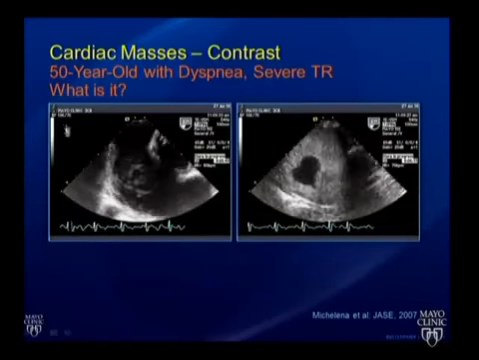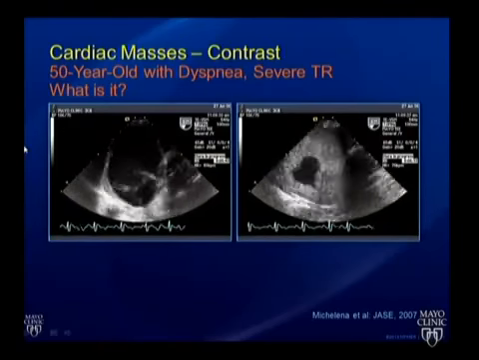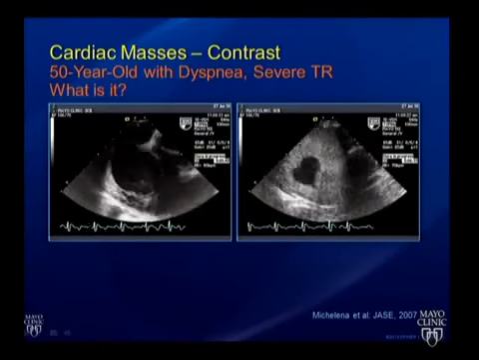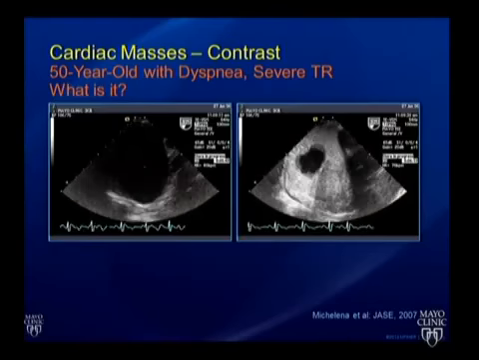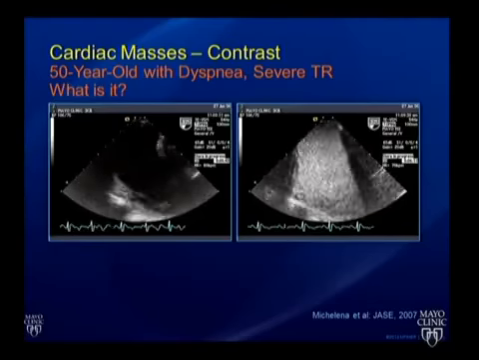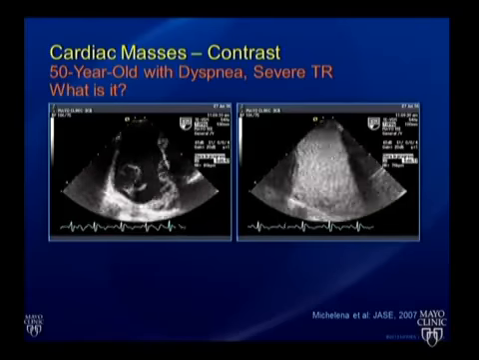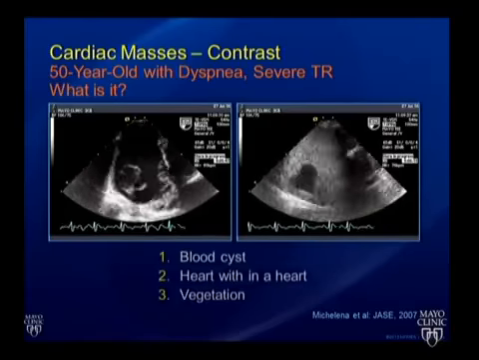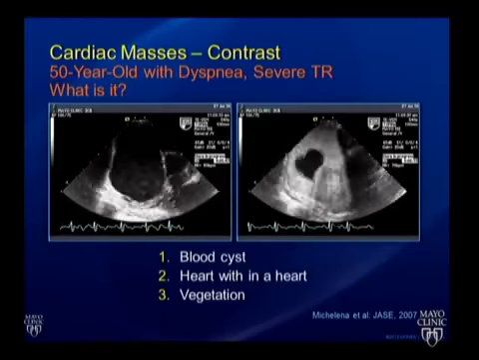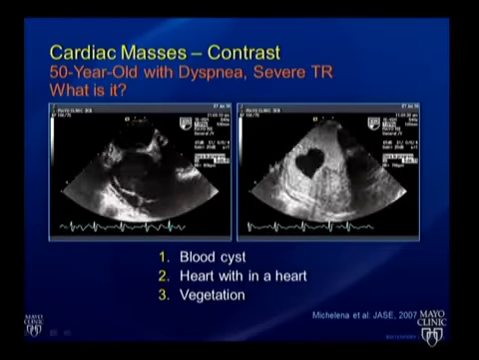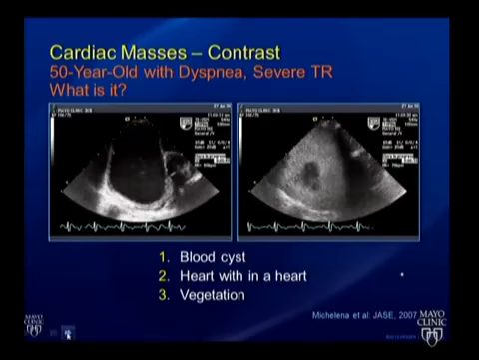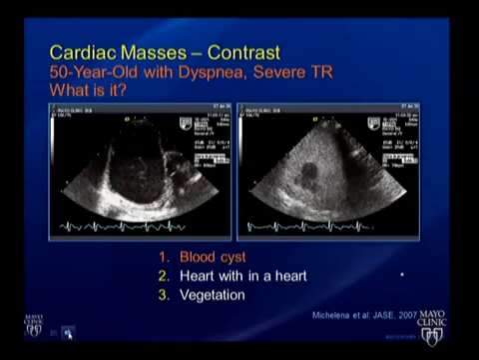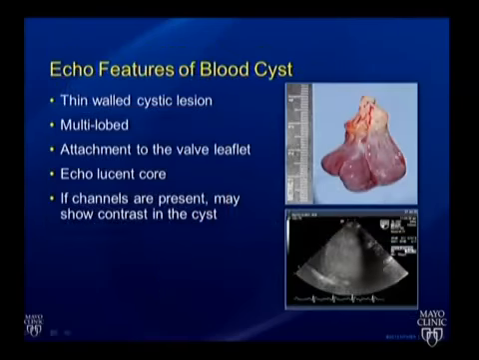Here's another interesting mass. I'll let you take a look at this echo. A 50-year-old gentleman who presented with dyspnea, severe tricuspid regurgitation by color flow, ends up in the TEE lab because they thought they saw something on the tricuspid valve. Do you see something on the tricuspid valve? Okay. Is it one, a blood cyst, two, a heart within a heart, or vegetation? Okay. I told you I wasn't going to talk about vegetation, so you're right, it's a heart within a heart. No, I'm just kidding. Blood cyst. And this is what a blood cyst looks like.